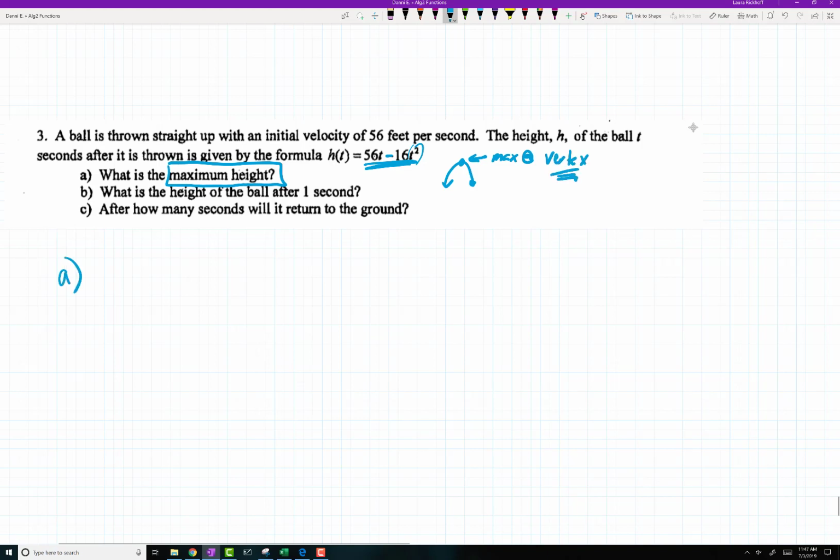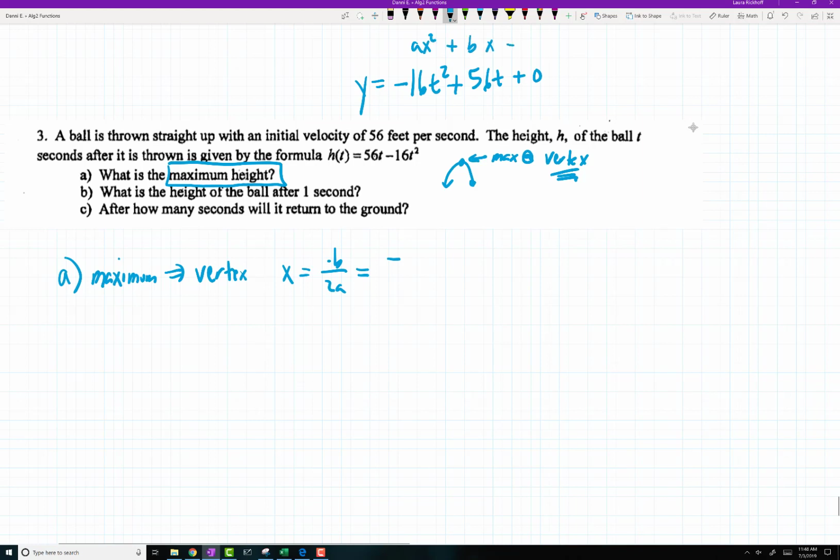So whenever they ask you for a maximum height, it's a fancy way of them asking you to find the vertex. And you know you can find your vertex with your classic negative b over 2a. Okay. So it'll be negative, and they wrote them a little bit out of order. You've got y equals 56t minus 16t squared, but that's ax squared plus bx, and then the c is 0 if you're matching that up to ax squared plus bx plus c. So your b is that 56, and your a is the negative 16.